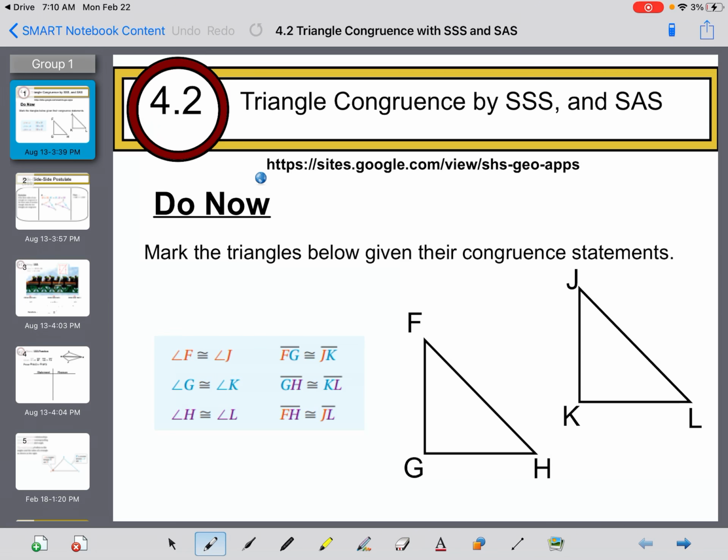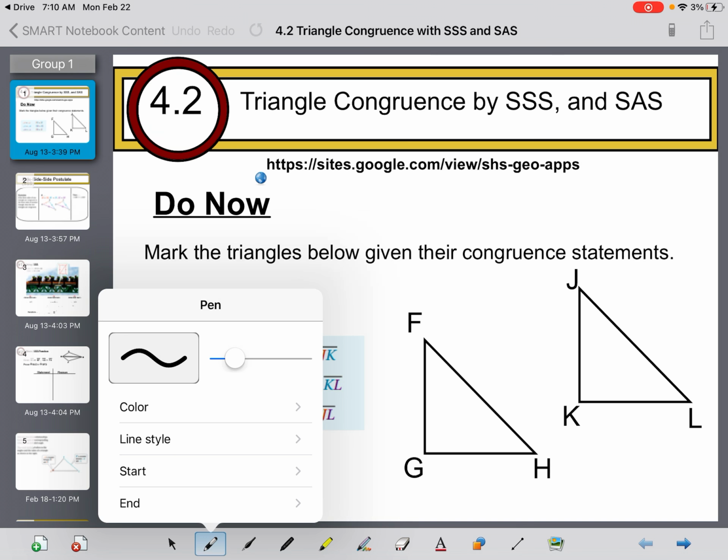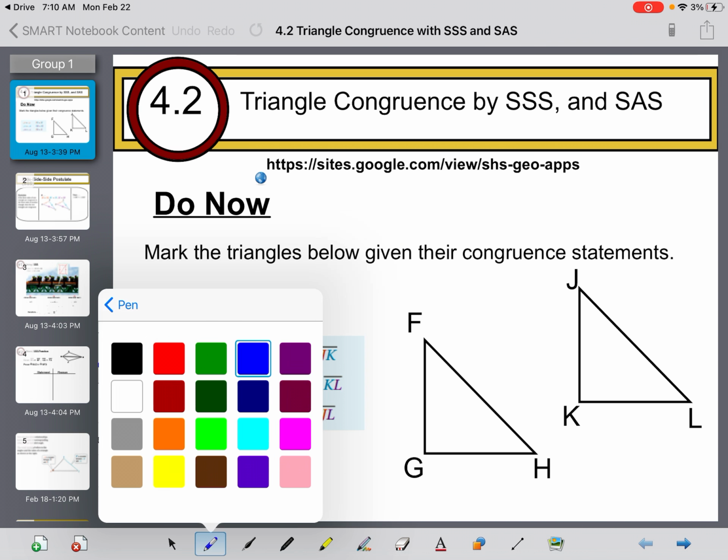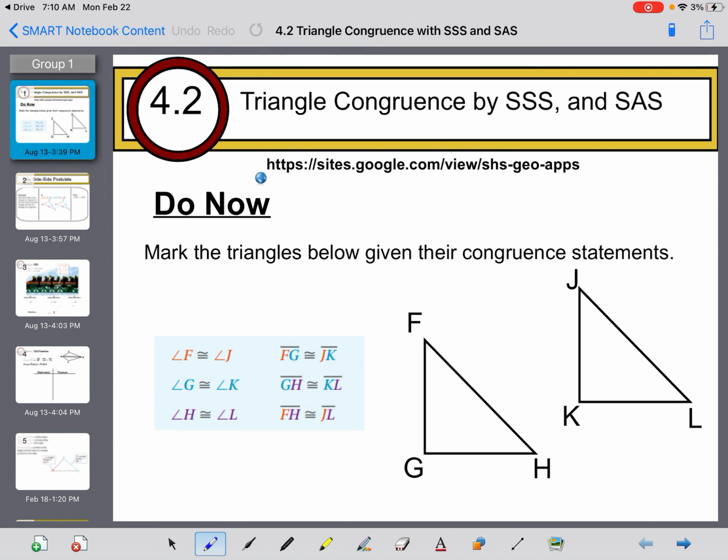How's it going, everyone? This is 4.2 Triangle Congruence by side, side, side, and side, angle, side. All right, so for your do now, they want you to mark the triangles below given their congruence statements.